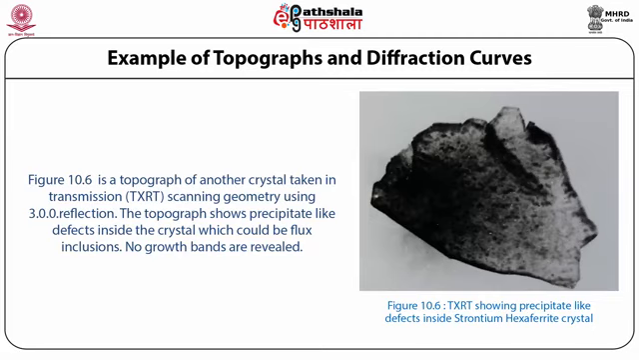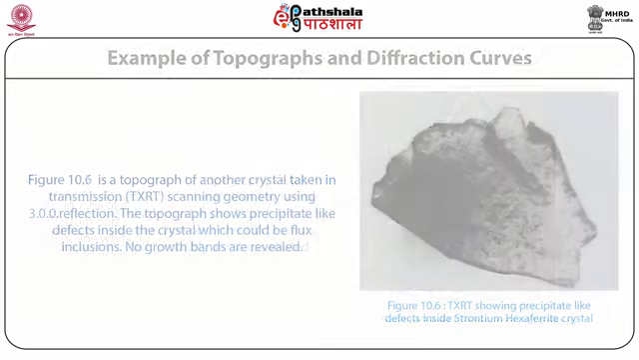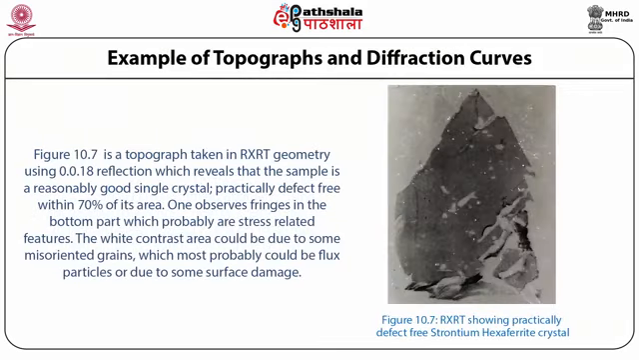The topograph shows precipitate-like defects inside the crystal which could be flux inclusions. No growth bands are revealed. Figure 10.7 is a topograph taken in RXRT geometry using 0.0.18 reflection, which reveals that the sample is a reasonably good single crystal, practically defect-free within 70% of its area.